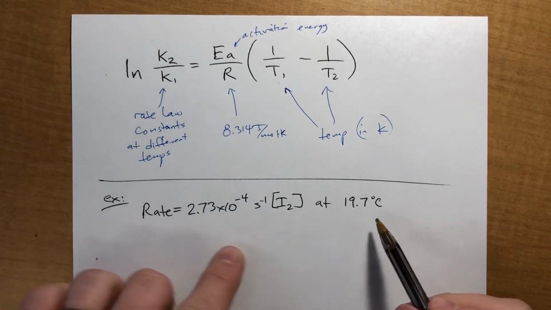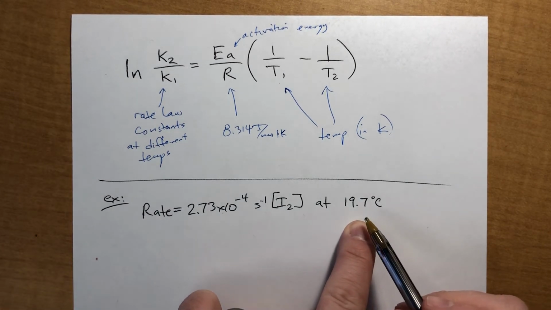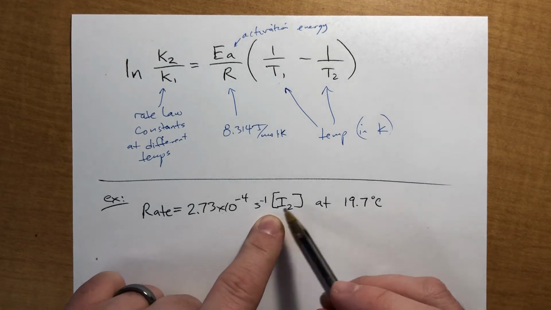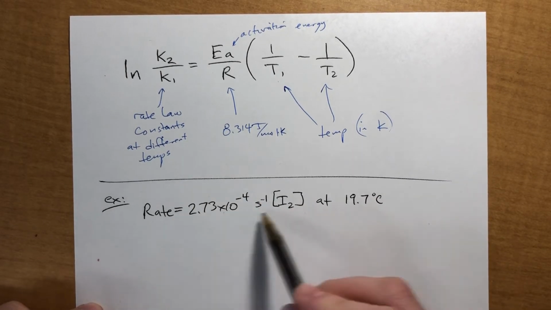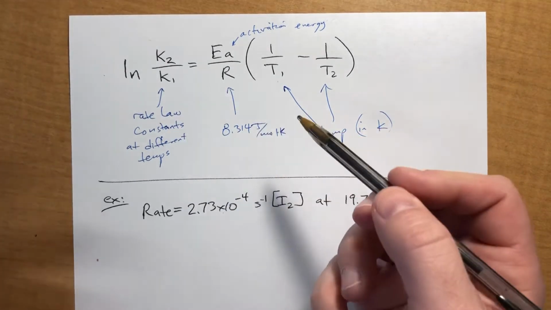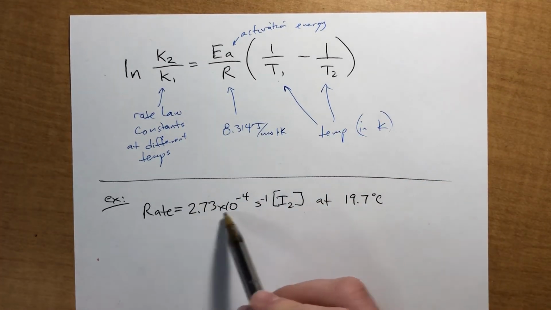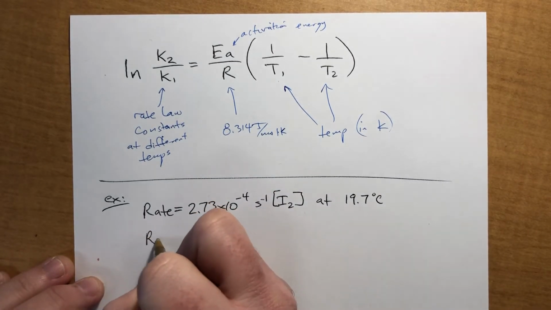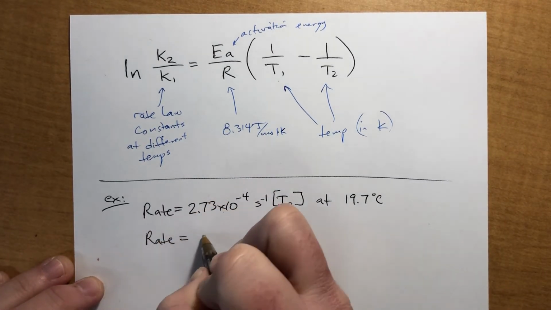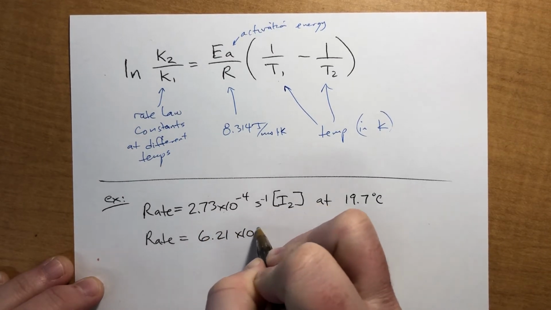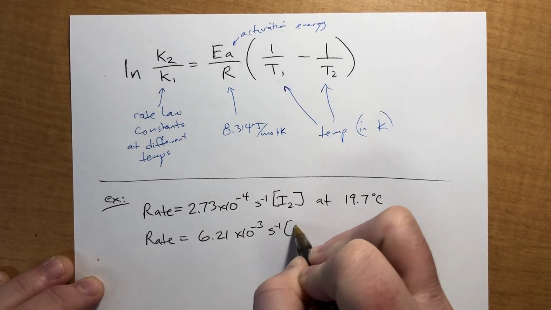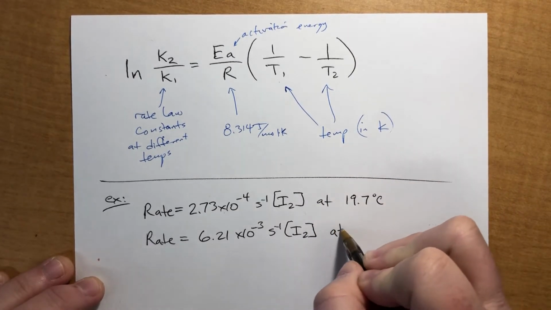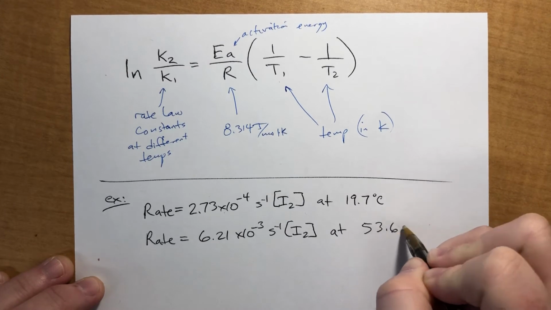So somebody who lives at 19.7 degrees Celsius, 25 is like room temperature, so a little bit cold, but not too bad. And they ran this reaction, and this is the rate law that they got. It's first order, which doesn't really matter for this, but it is. And this is the K value that we got. And then they ran the reaction again. The general form of the reaction is going to be the same, still first order, but we're at a different temperature. So this is at 53.6 degrees Celsius.